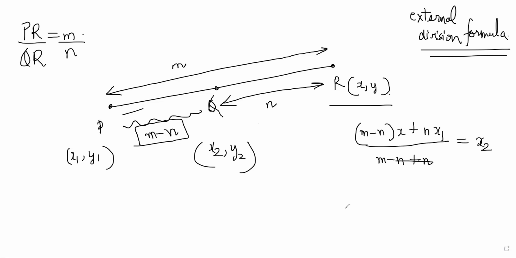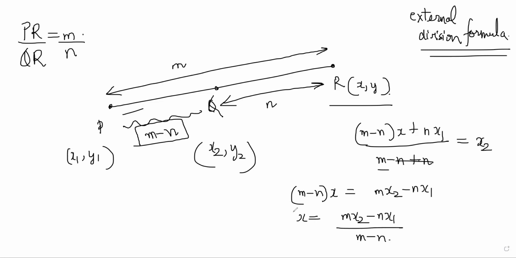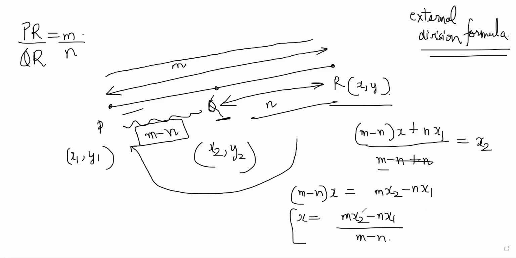But the denominator is just m, because it's m minus n plus n. So now you will get (m minus n) x is equal to m x2 minus n x1, right? So x is coming m x2 minus n x1 by m minus n, right? So m times x2 and n times x1, but subtraction this time. You don't have to remember it. You can always do the section formula normally and get it like this, right?